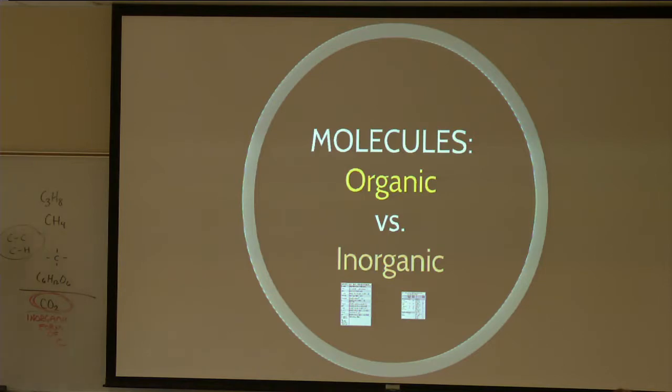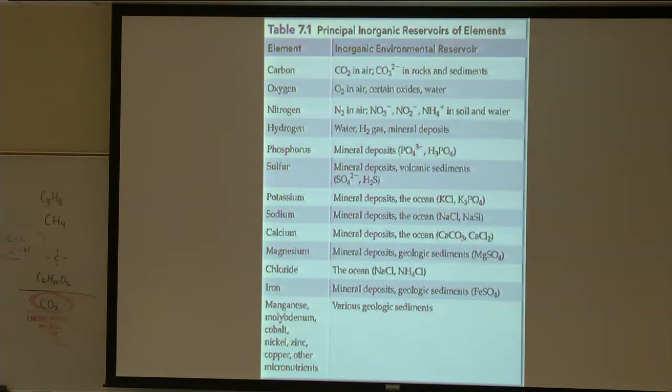All right, so carrying on. We got that covered, so we see the difference between the two. Here we can see different inorganic reservoirs of elements for these organisms. Everything up here is inorganic: carbon dioxide, carbonate, hydrogen gas, water, sulfate, hydrogen sulfide, potassium chloride. These are all going to be inorganic.